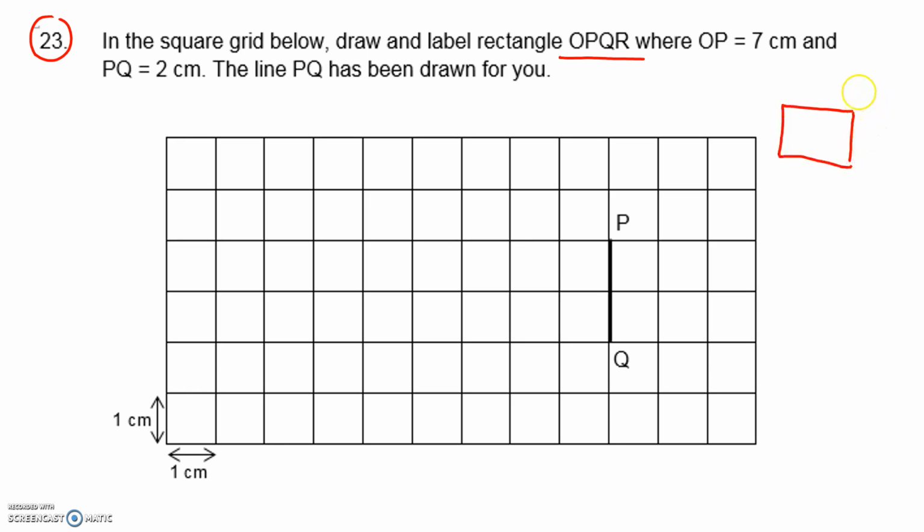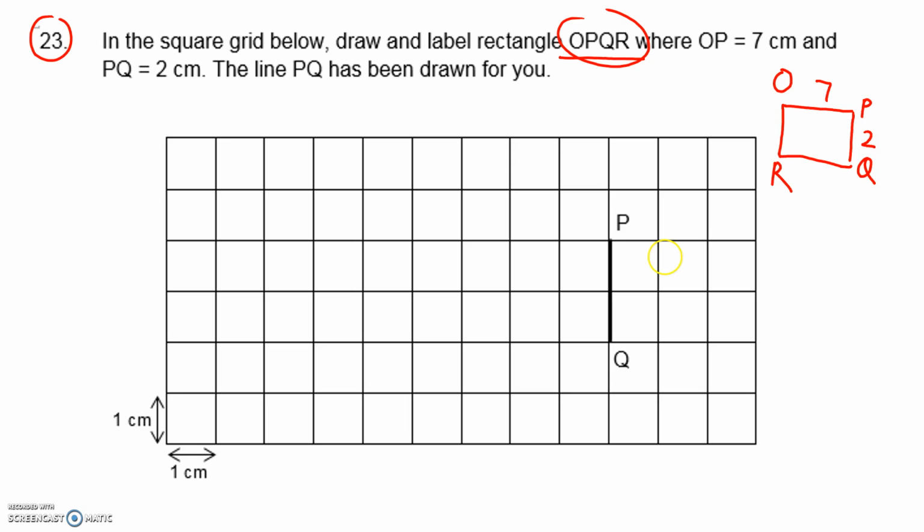So we need a rectangle, and we have a P and a Q, where you are supposed to have OPQR. Now, if P and Q is here, you should know that O will be here, so that it follows in this order. OPQR has to be here. OP has to be 7 centimeters. So OP is 7, PQ has got to be 2.